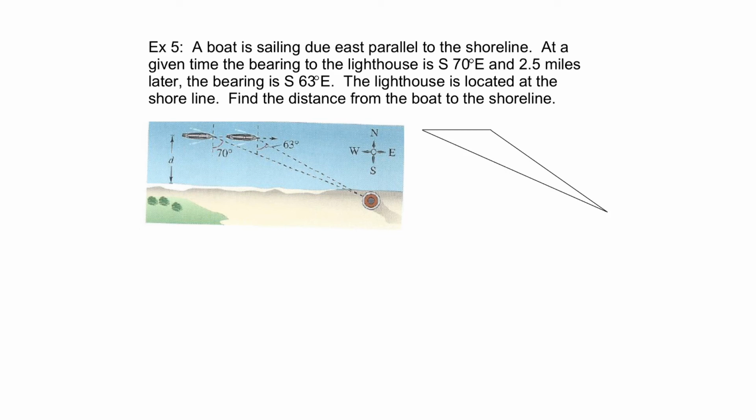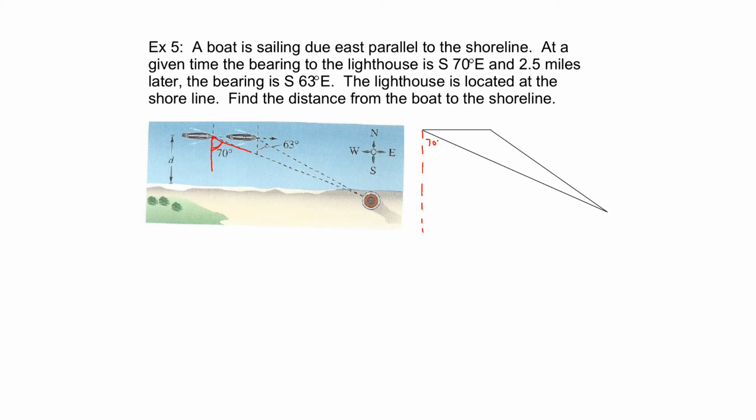At a given time, the bearing to the lighthouse is south 70 degrees east. So right here at this point, you have south 70 degrees east. That angle is 70 degrees. As part of my triangle, it's right here, on the outside there. So that's 70 degrees for that angle.